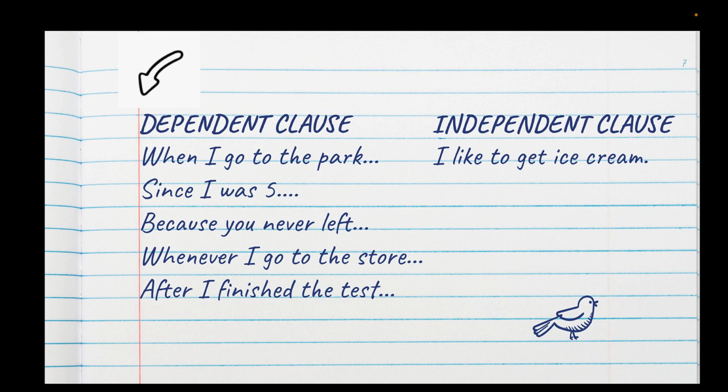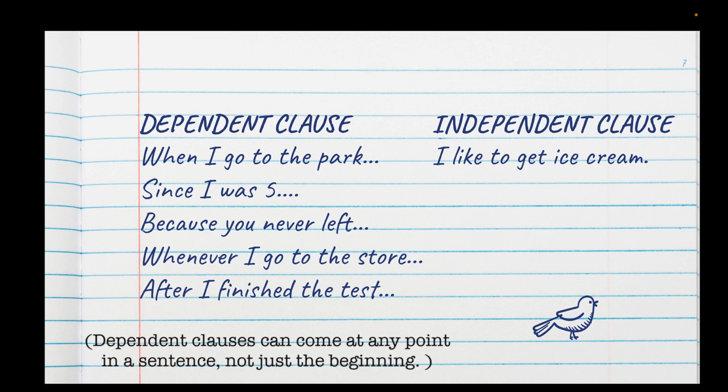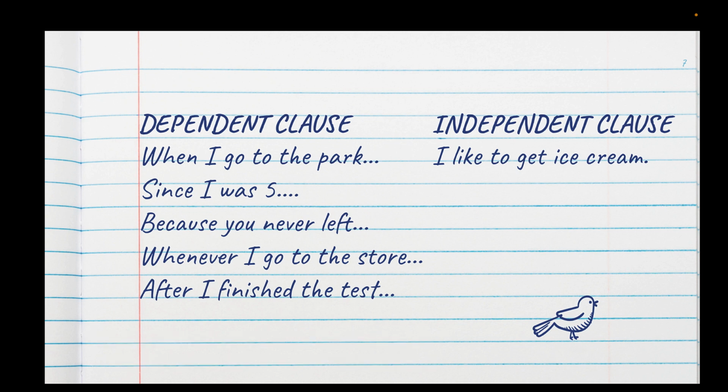But then we have these other phrases that also have nouns and verbs in them. But guys, they are not complete sentences. When I go to the park, you know that's not a complete sentence. It's the beginning of the sentence. When I go to the park, what? When I go to the park, I like to get ice cream, okay? But when I go to the park, not a complete sentence. Since I was five, I've always loved to play with my cousins. Since I was five is just the beginning. It's not a sentence. We're waiting for the sentence to come. Okay, they are dependent clauses because they cannot stand alone.